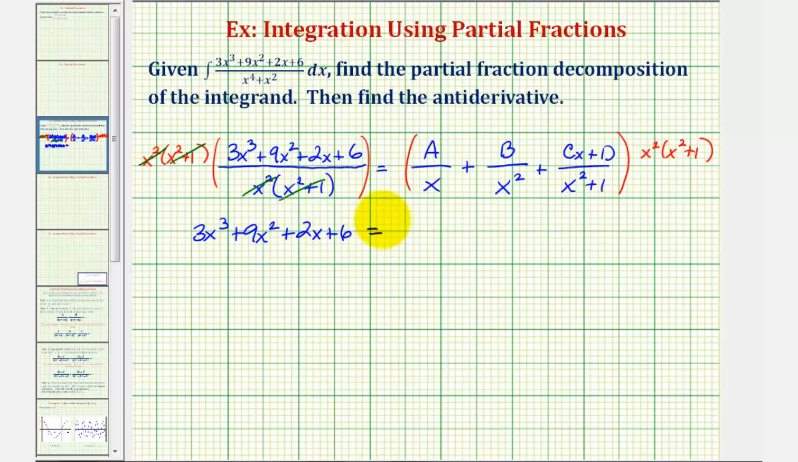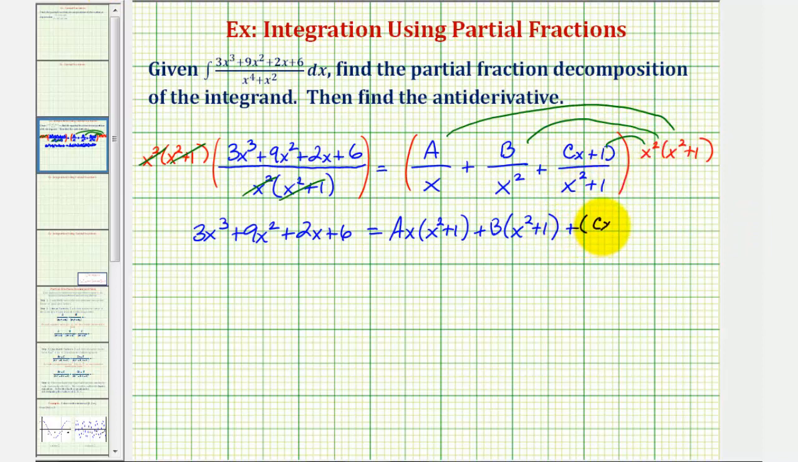Now we need to be careful here on the right. Notice how for this first product, one factor of x would simplify out, leaving us with ax times the quantity x squared plus 1. Now for the second product, notice how the x squareds divide out, leaving us with b times the quantity x squared plus 1. And then for the third and final product, notice how the factor of x squared plus 1 simplifies out, leaving us with plus cx plus d times x squared.